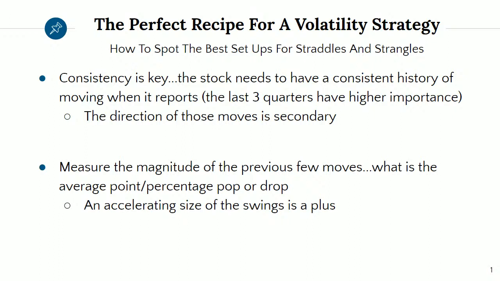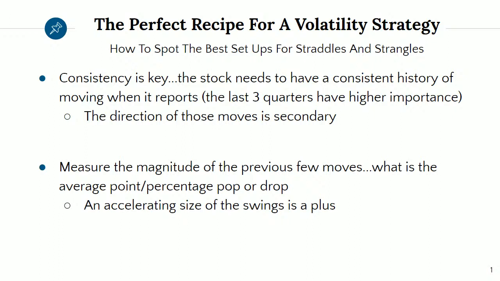All right. So first off, consistency is key. I want to see the stock have a very consistent history of moving when it reports. So I often like to use the last two, three, maybe the last four quarters. So the reaction to the report, how the stock moved top to bottom, point wise, or you could also use percentage wise too. I often prefer to use point wise.